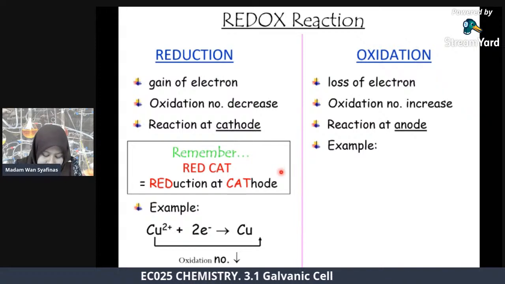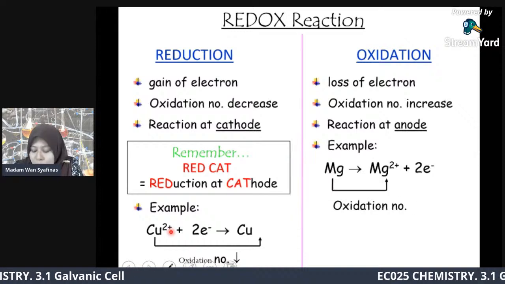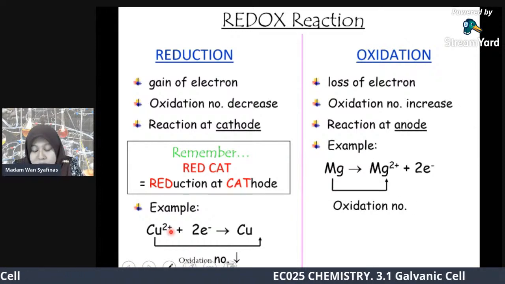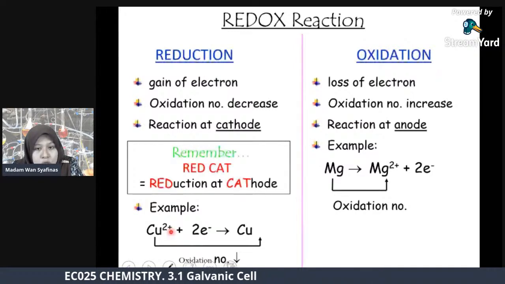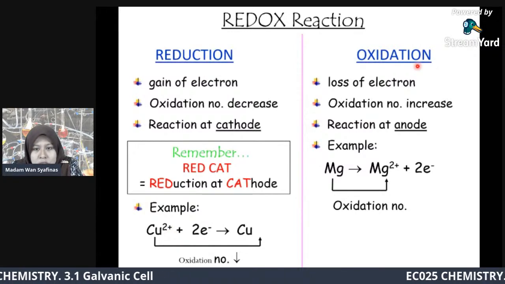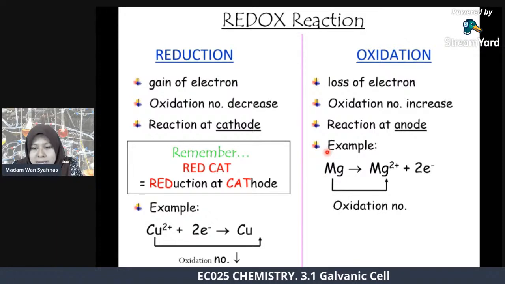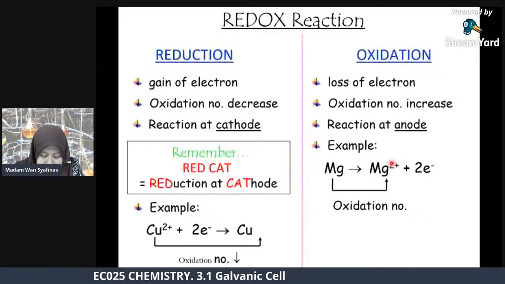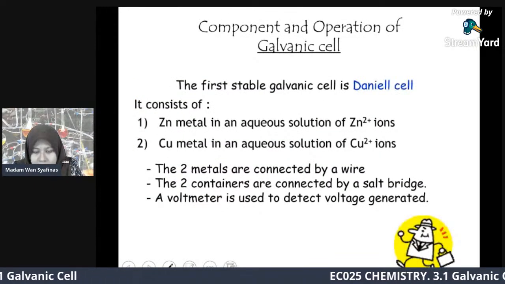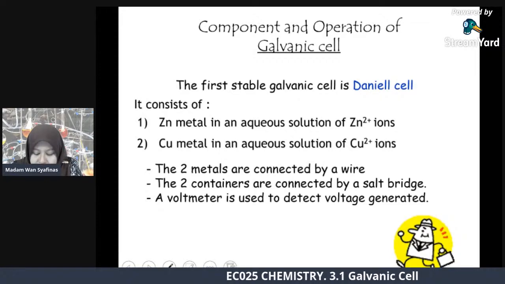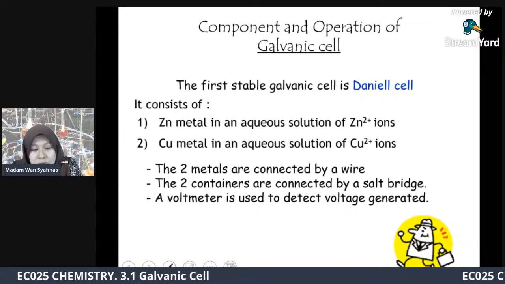And for oxidation, for example, we have magnesium. So it undergoes oxidation to magnesium ion by losing 2 electrons. So for this one, you have oxidation. The first characteristic is loss of electron. See, the oxidation number increases from magnesium 0 oxidation number, producing magnesium ion +2. So the oxidation number is increased. Okay, and the third one, reaction occurs at anode. Okay, then we proceed to the component and operation of galvanic cell.